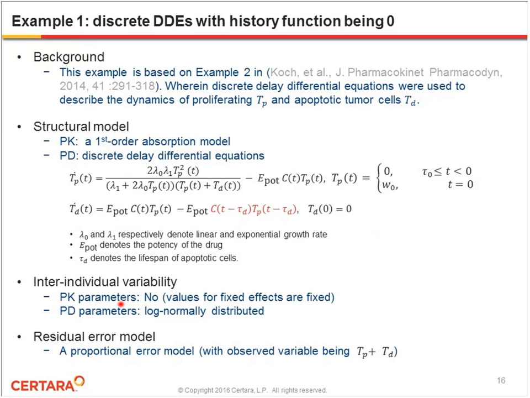Now for the PK parameters, there's no individual variability, and the values of the fixed effects are assumed to be fixed. And for the PD parameters, assume them all log normally distributed, including this delay time tau d. And the residual error model is a proportional error model. Now, I just want to give you a quick demo of this example.